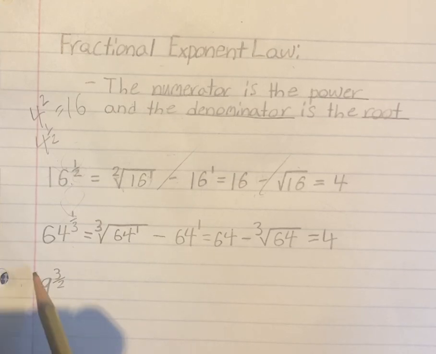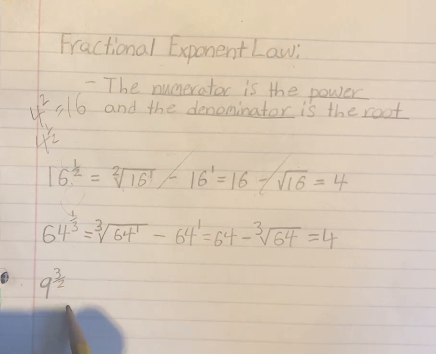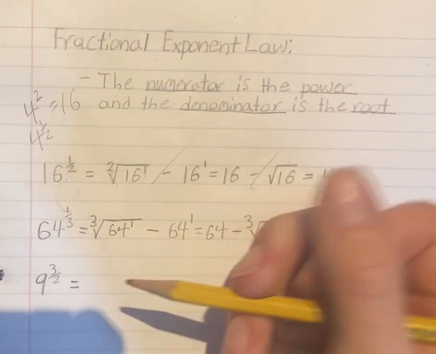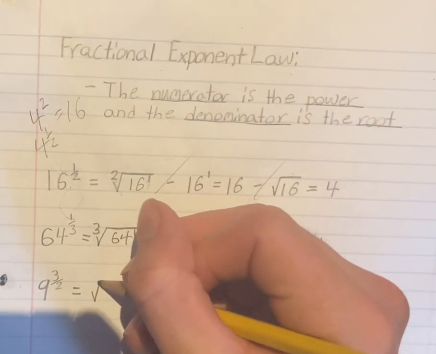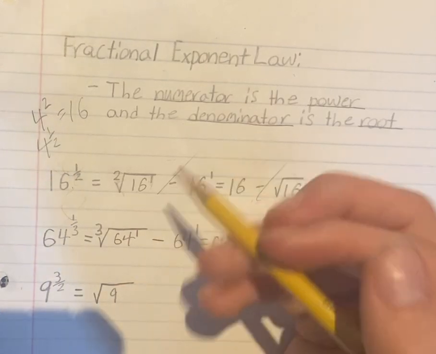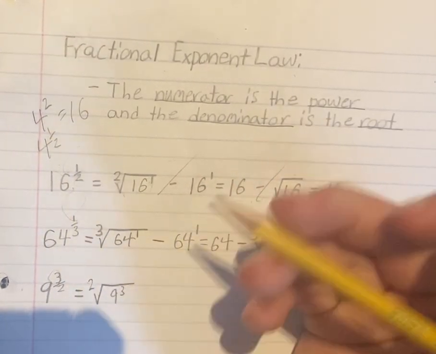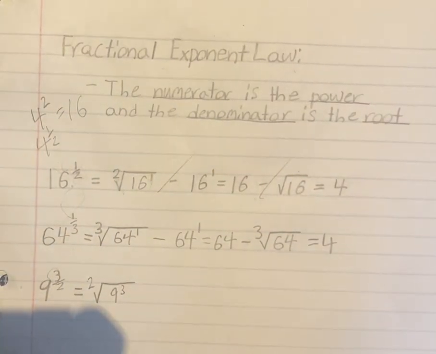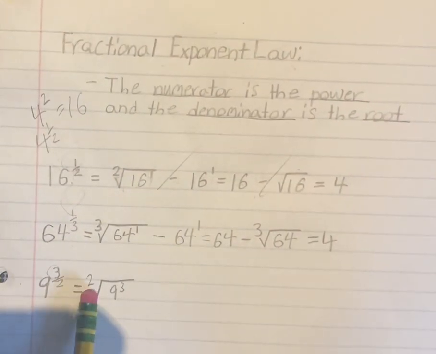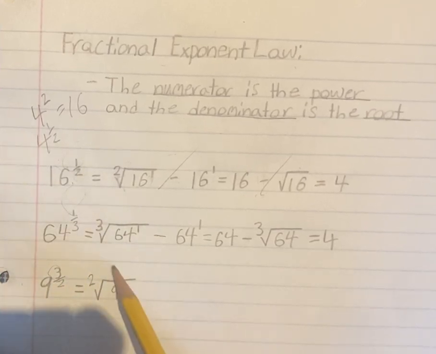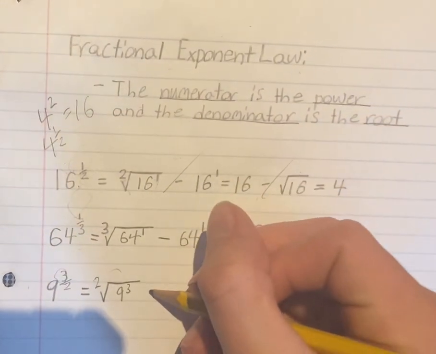So what if we come over here? Our numerator is bigger than our denominator. That's not a huge deal. We still write it out the same. So the root sign, 9, our numerator 3, 9 to the power of 3, and we're going to square root it. Now it's worth mentioning that I don't actually have to put that 2 here, since it's just a square root, it doesn't need to be shown. But it's neither here nor there.